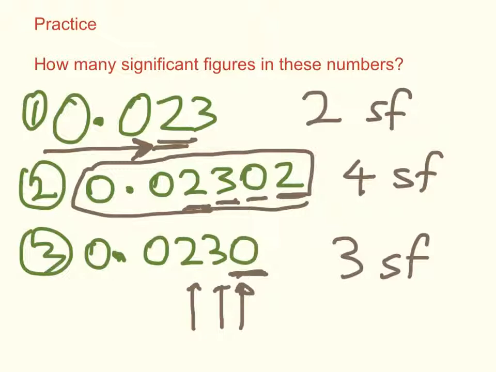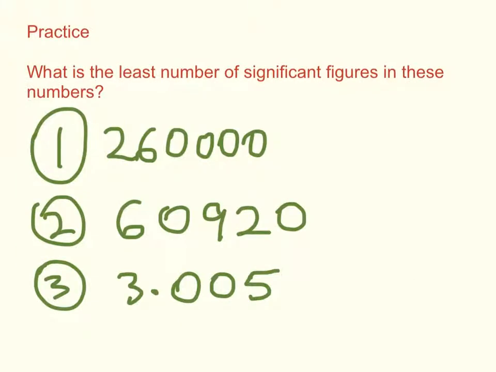Let's practice one more slide. Okay, so we're looking here for the least number of significant figures in these numbers. So the first number is 260,000. Now it could have as many as 6 significant figures if this was an exact count, for example, a census of everyone living in Wellington. And the number might turn out to be exactly 260,000. But usually if we see a number like 260,000, it's been rounded. And it's been rounded so that it has 2 significant figures.